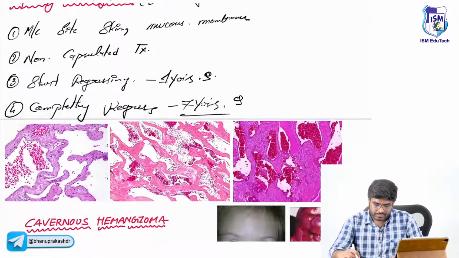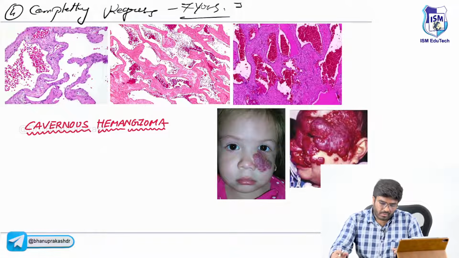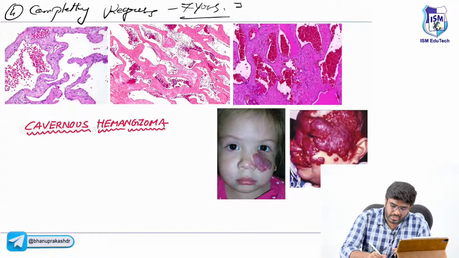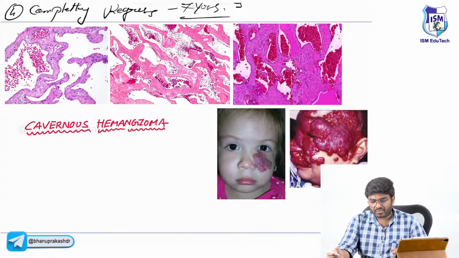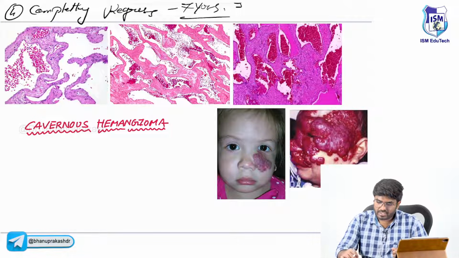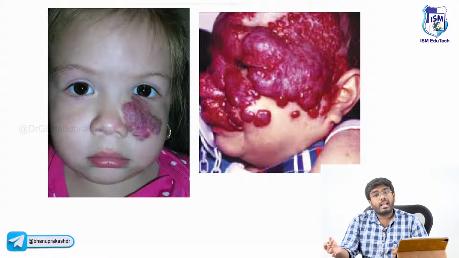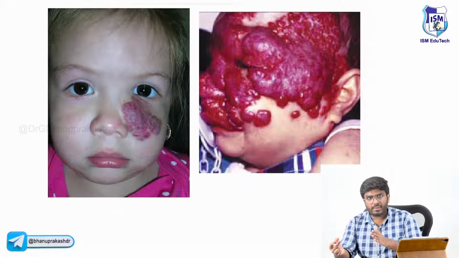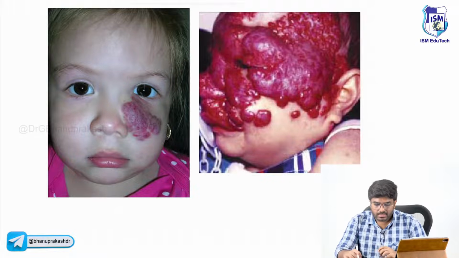Now after this, what is this? The next type of benign tumor that we are going to discuss is cavernous hemangioma. Point number 1: are cavernous hemangiomas going to regress? Of course they are benign, no doubt, but they do not regress.